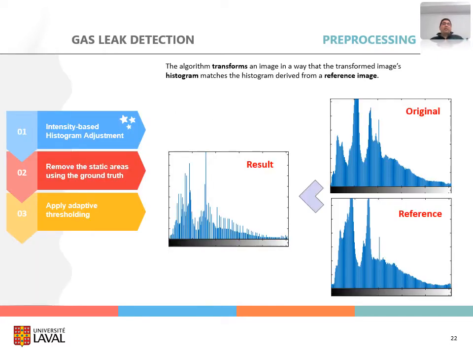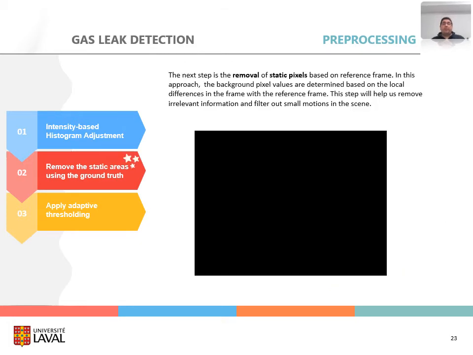So intensity-based histogram adjustment is the first step in the gas leak detection method presented here. The algorithm transforms an image in a way that the transformed image histogram matches the histogram derived from a reference image, which is the first frame in one batch. You can see the result here, how much more similar they got after the alignment.